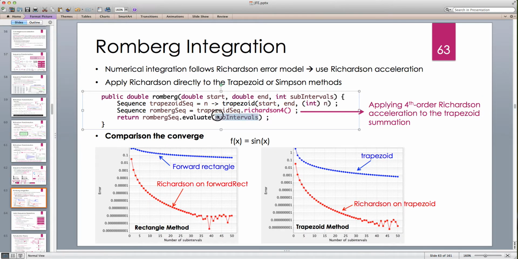Okay. And one of the very famous use cases of these accelerations, specifically the Richardson acceleration, is Romberg integration. So we can start with any slow numerical integration method like forward rectangle or trapezoid or Simpson, and create a partial sum, define a sequence which is equal to the partial sum of the integration for this method. Here I'm defining a sequence which is the partial sum based on the trapezoid method. And then I apply a fourth order Richardson to this partial sum of the trapezoid and call it the Romberg sequence. And then evaluate the Romberg sequence at the number of sub-intervals that I have.